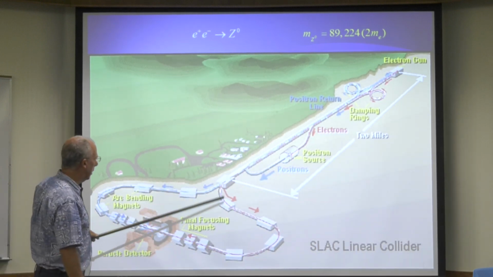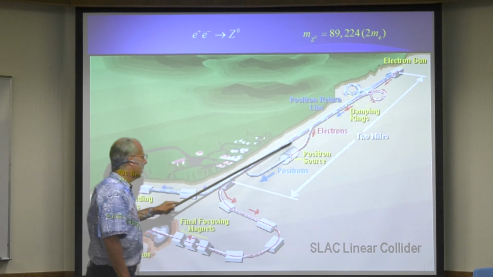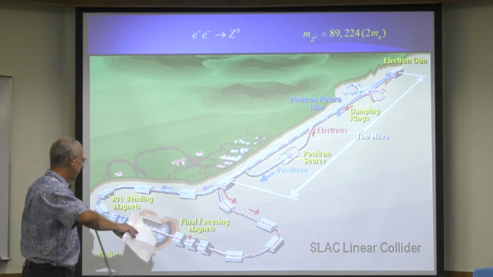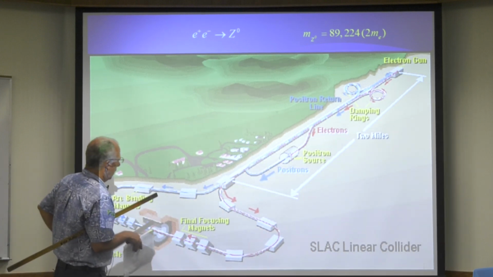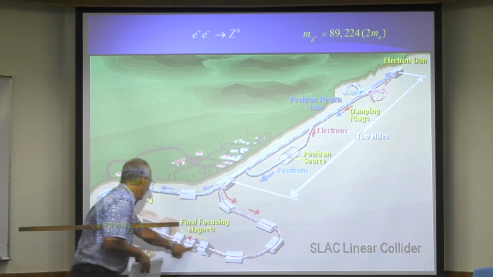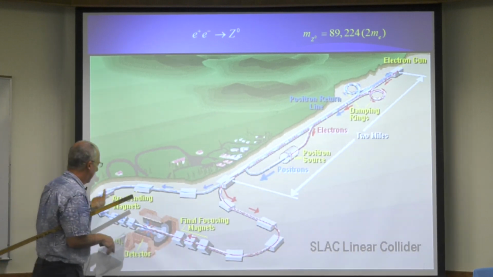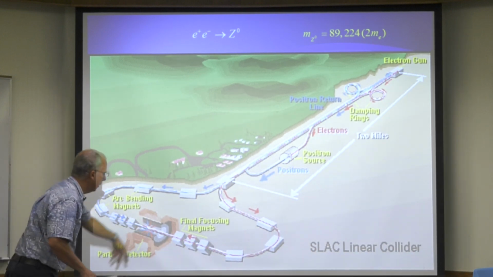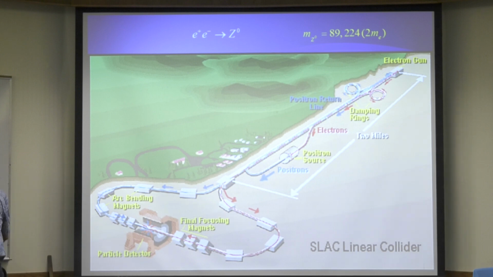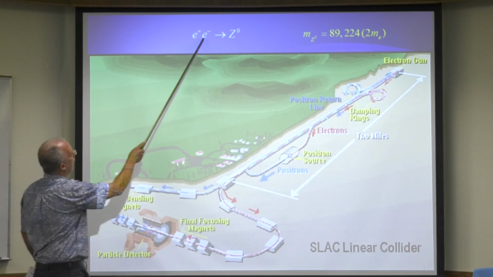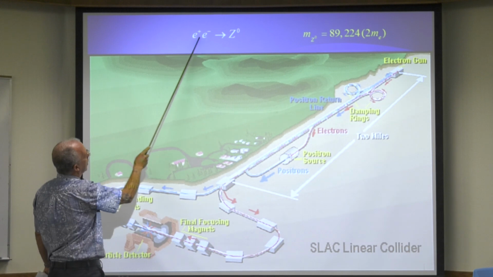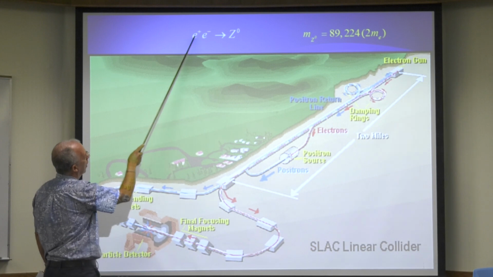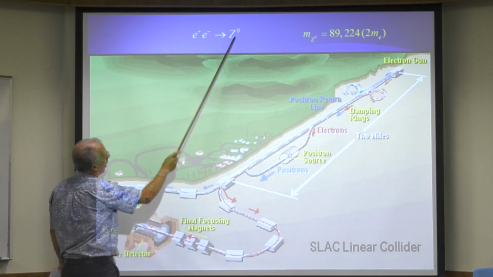Then they made it a collider. You accelerate electrons and anti-electrons. The electrons go this way, the anti-electrons go this way, and they collide right there in this gigantic detector. That's how they make the Z. So the electron, that's an e minus, collides with a positron, a positive electron, an anti-electron, and they make this neutral particle called a Z0.